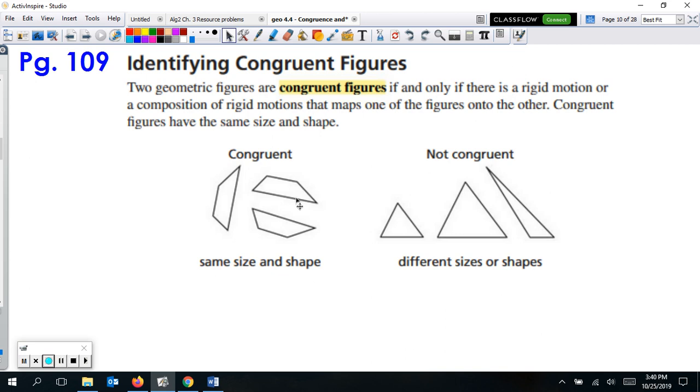So you can see here's an example of congruent figures. They're all the same size, same shape, even though they're in different spots in different ways here. Over here, not congruent. These are not the same size, not the same shape, so these are not congruent figures. So what you want to write down for this one in your vocabulary, just write down what this says. Congruent figures is a rigid motion or composition of rigid motions that maps one figure onto the other. And you could say they have the same size and shape for congruent figures.